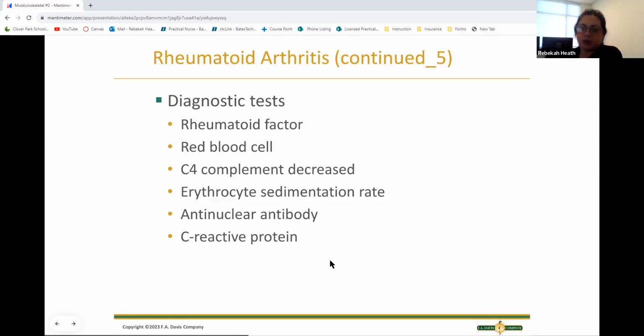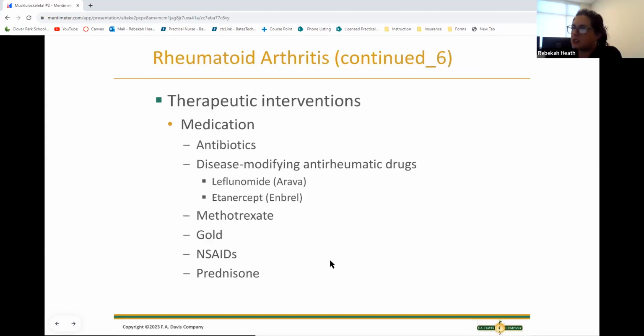Some diagnostic tests we can do to actually diagnose these. We're going to look for a rheumatoid factor. That would be one of those genetic markers. Red blood cells, the C4, erythrocytes, you can see all of these. So what are we going to do for them? So medication, they might need an antibiotic. We might give some anti-rheumatic drugs, the Arava and Enbrel might go to methotrexate, NSAIDs, or prednisone to help decrease the swelling. It kind of depends on what state the patient's in.